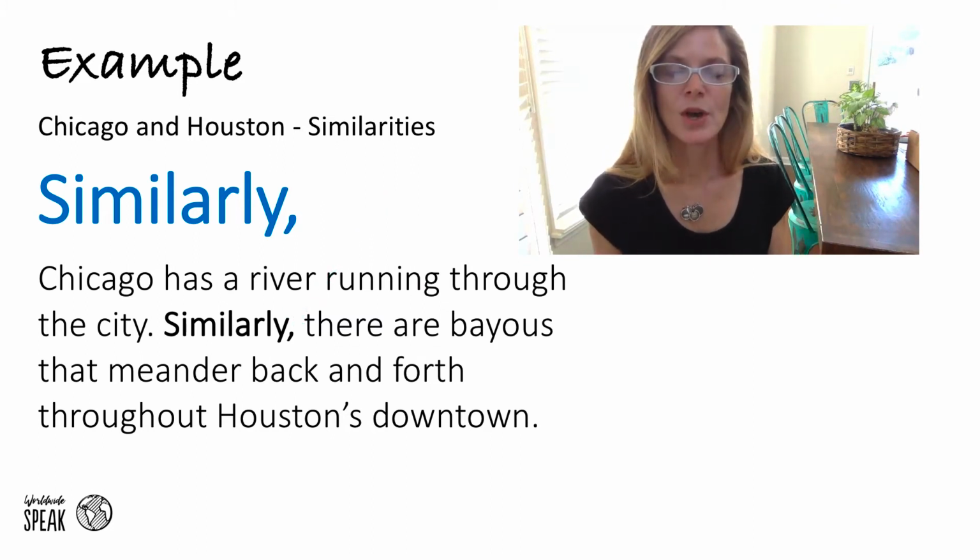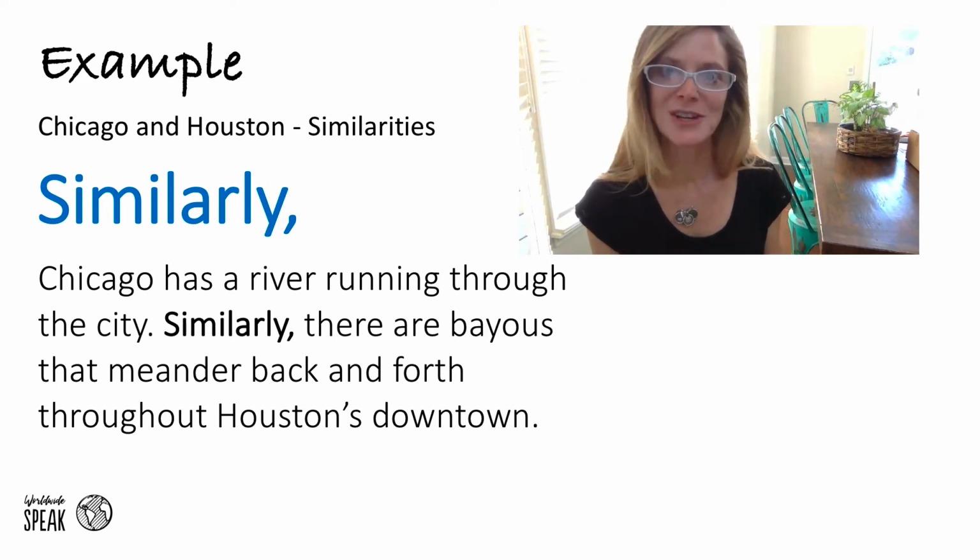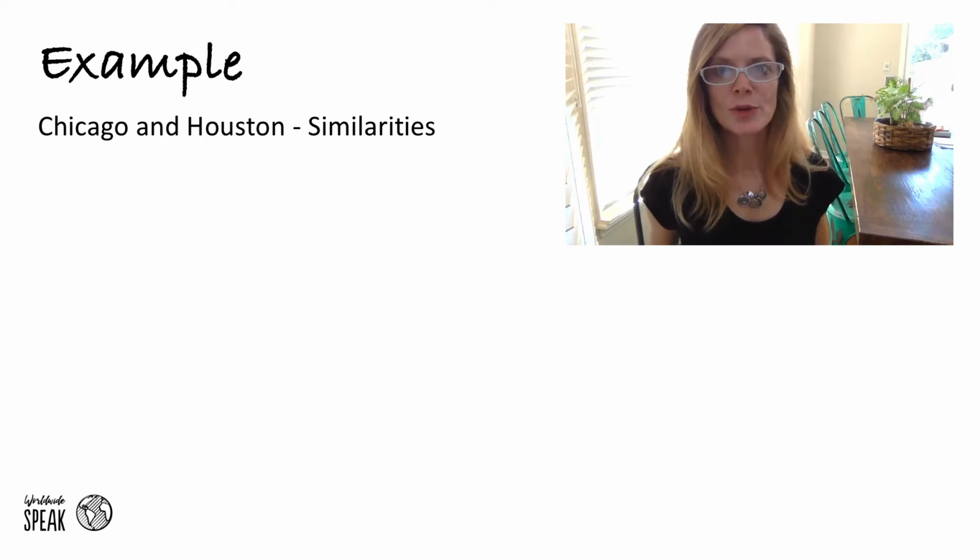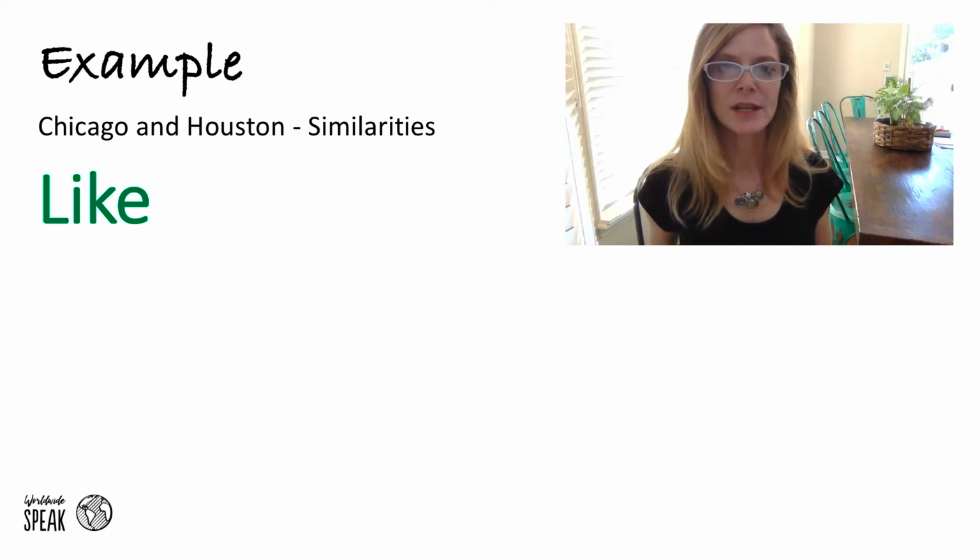Also note, when we are comparing two things, we use the transition word to begin the sentence of the second thing that we're comparing, not the first thing. Okay, so we did an example showing a similarity between Chicago and Houston using the transition word similarly. Now, what would it look like if we used the transition word like?